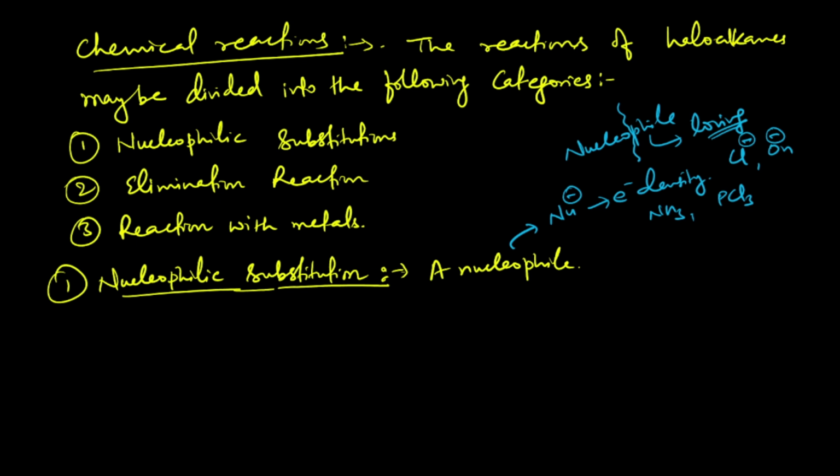And 'nucleo' means positive, so positive loving. Who will have this positive loving? The negative charge. That's why a nucleophile has electron density. It is the species which has more electron density and can donate it. So that is the nucleophile.